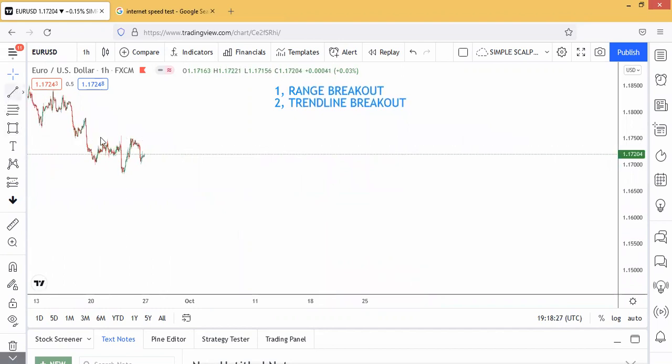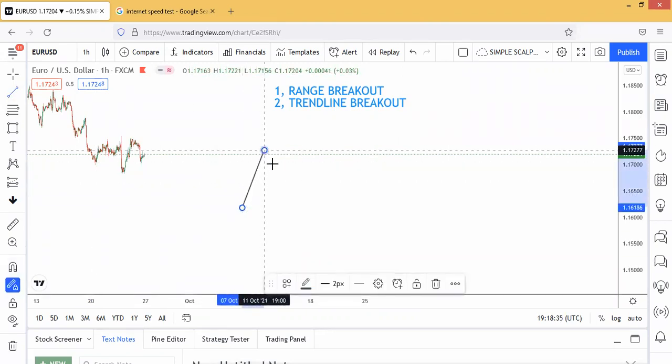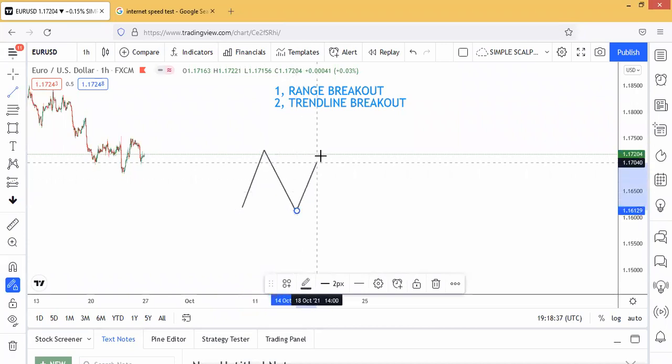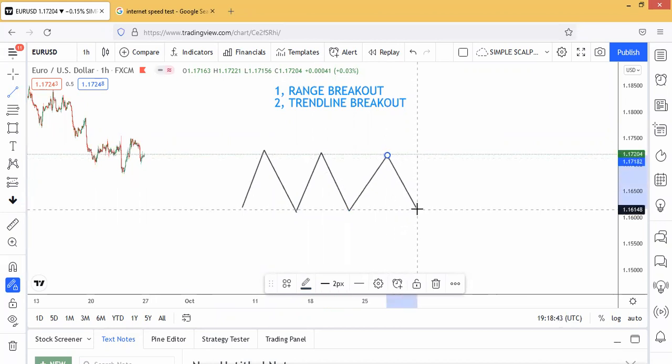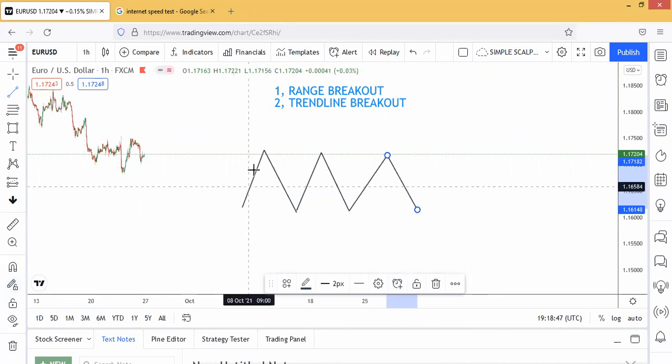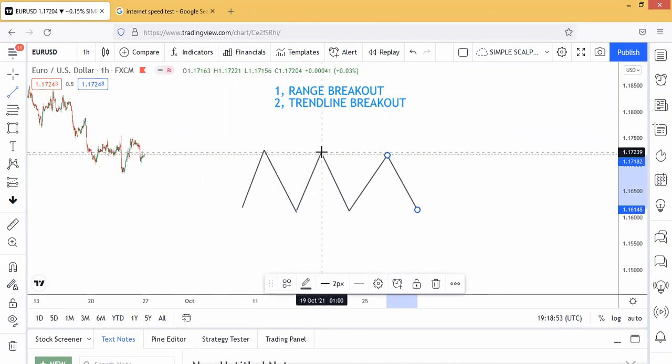Let's start with the range. Now, it is important for you to know that when you see that a market is ranging, this is what you want to see. Something like this in a zigzag, which means there is no clear direction. But now it is important for you to know that for you to trade a range, you only need to connect two areas together before you can determine a range area.